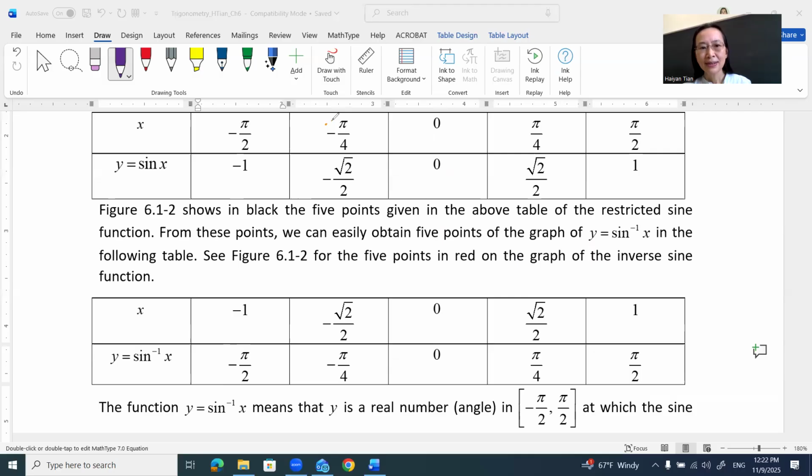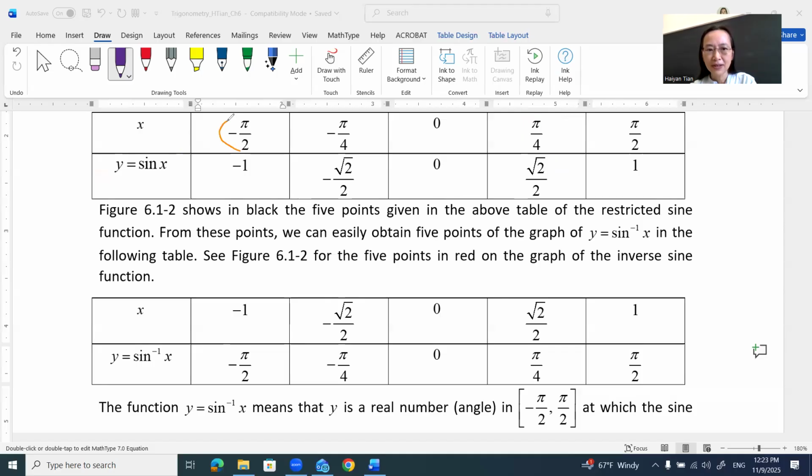Then we can add 2 more points. When the input is negative pi over 4, the sine value is negative square root of 2 over 2. When it's positive pi over 4, it's positive square root of 2 over 2. So we have 5 points, just to get a better sketch. These are samples from the sine curve.